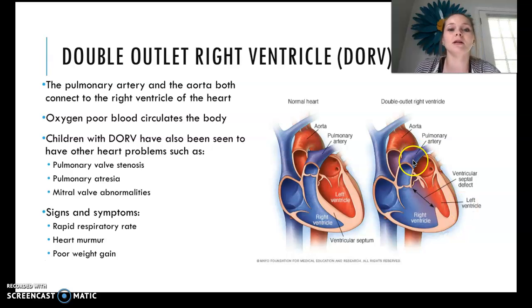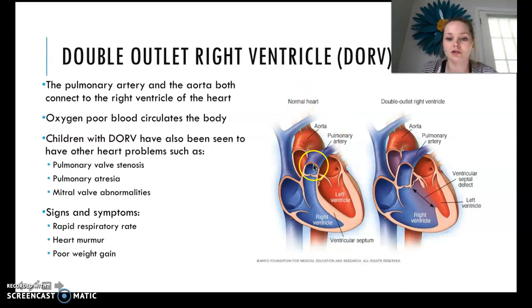Next is going to be double outlet right ventricle, which is abbreviated sometimes like that. So in this case, the pulmonary artery and the aorta are both connected to the right ventricle of the heart. Ding, ding, ding, huge issue. So oxygen-poor blood just continues to circulate your body. Children with DORV have also been seen to have other heart anomalies or abnormalities, and these can include pulmonary valve stenosis, pulmonary atresia, mitral valve abnormalities. And again, signs and symptoms include a rapid respiratory rate, a heart murmur, and poor weight gain.